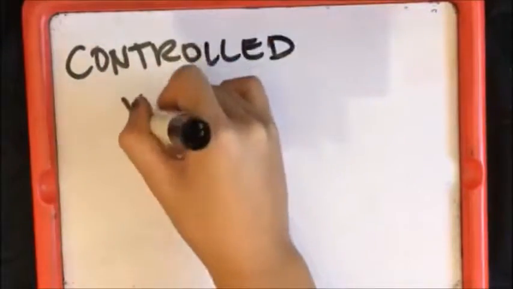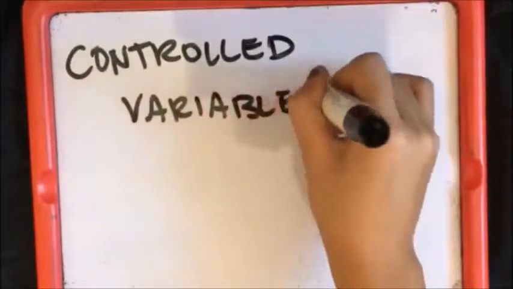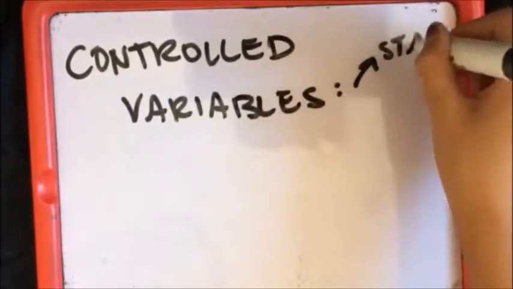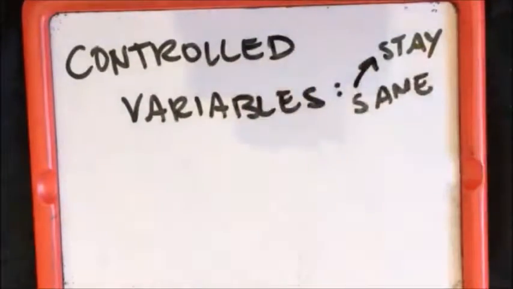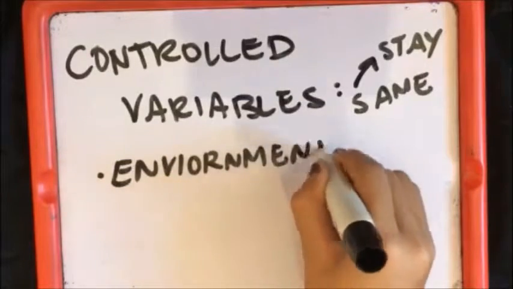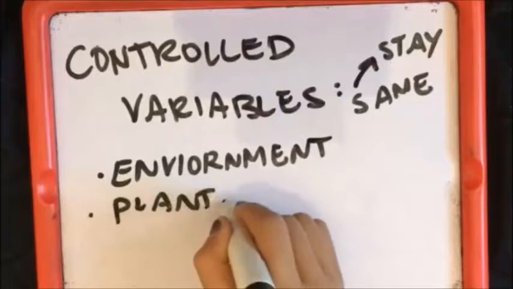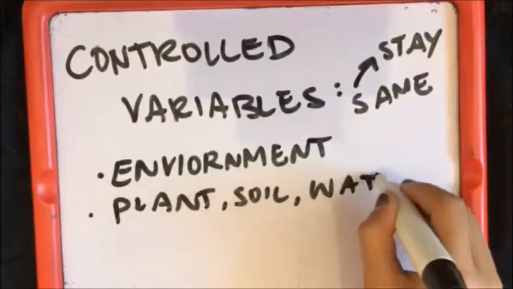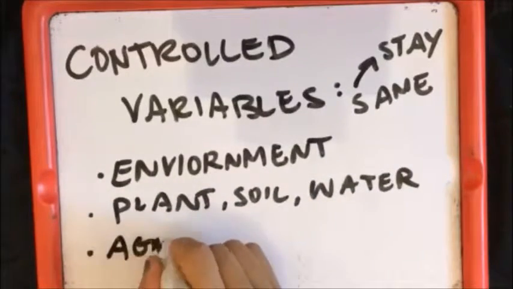A controlled variable is a variable in the experiment that you must keep the same in order to get reliable data. The things John needs to control in his experiment are the environment, the type of plant, the soil, the times each plant is watered each week, and the age of the plants.